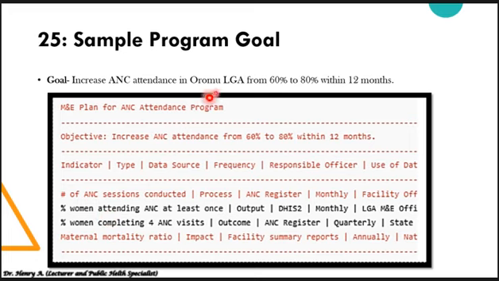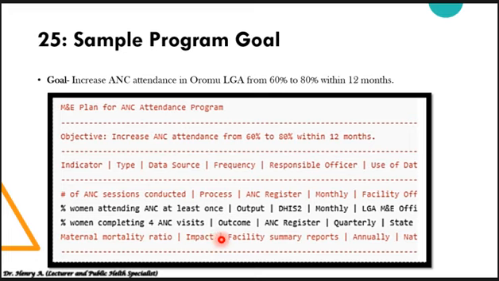Now, you also see the type. This is process. The data source: how do you get the information? From the ANC register. The frequency is monthly. The responsible officer is the facility officer that will be in charge of handling this, and so on, and the use of the data. Another one is the percentage of women attending ANC at least once. We want to know, does anybody come beyond once, or they just come once and we don't see them again? And then you see the percentage of women completing 4 ANC visits.